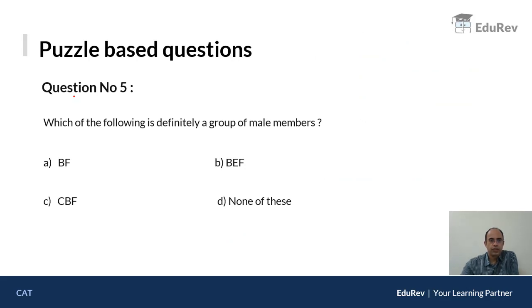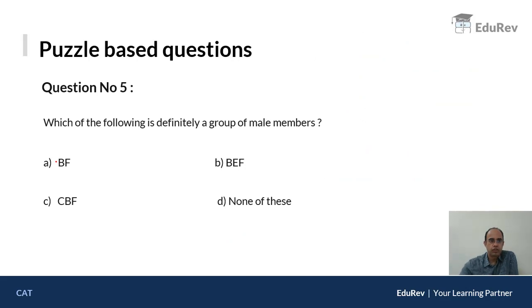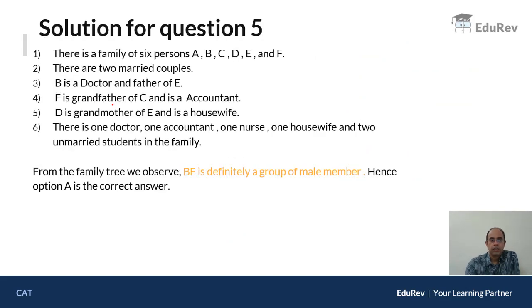Now, the fifth question says, which of the following is definitely a group of male members? Let's move back and look for male members. I know B and F for certainty are male members. We cannot comment upon E and C. Therefore, we can say B and F, which is option A. Hence, BF is definitely a group of male members, which is option A.